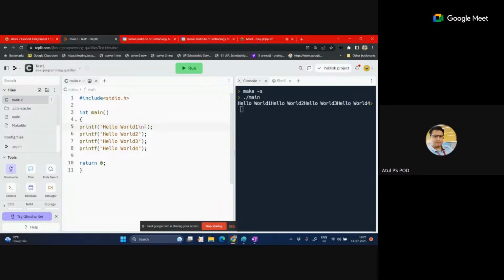Okay, so this is the printing statement. Printf, you can print anything in the output console using this printf statement.